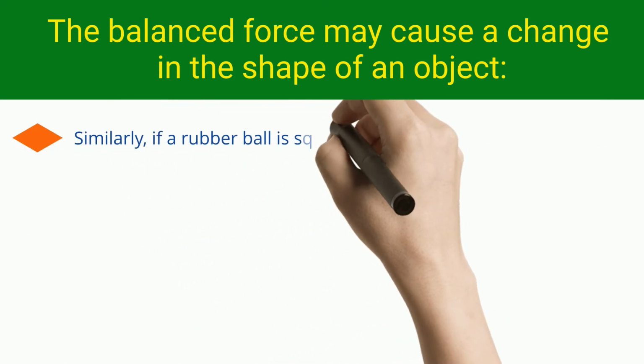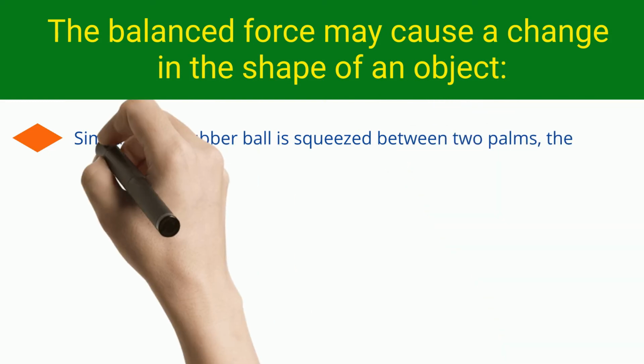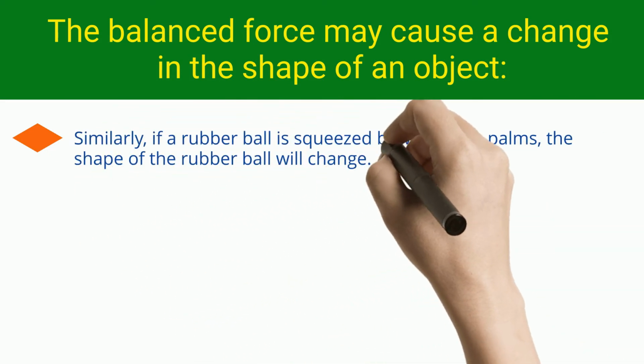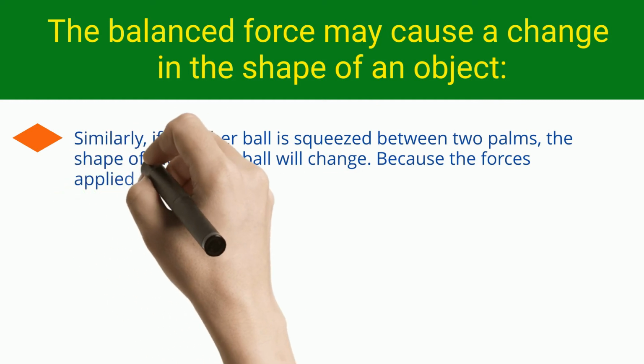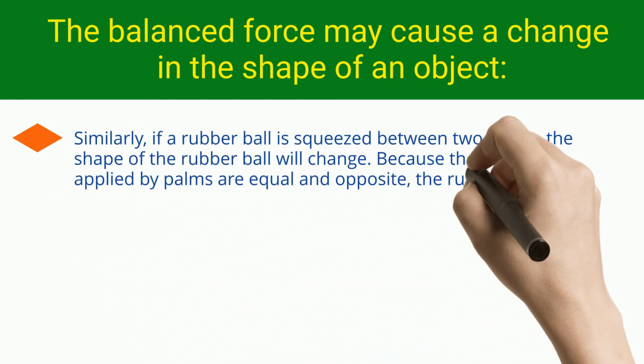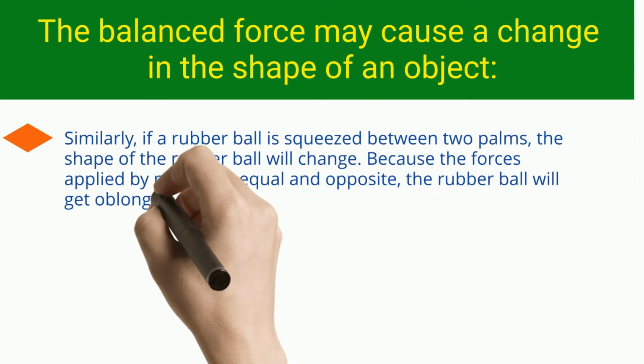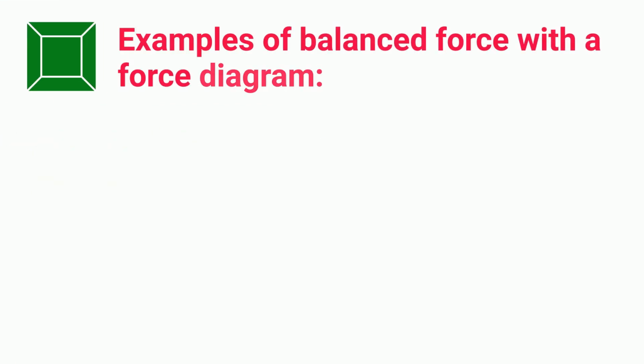Similarly, if a rubber ball is squeezed between two palms, the shape of the rubber ball will change. Because the forces applied by palms are equal and opposite, the rubber ball will get oblong. Examples of balanced force with a force diagram.